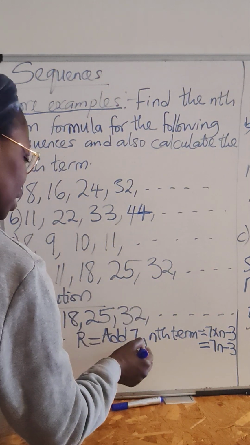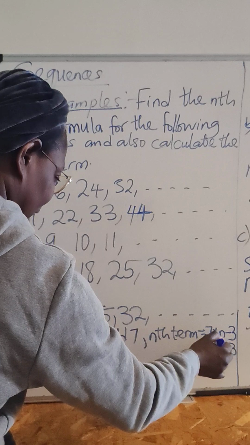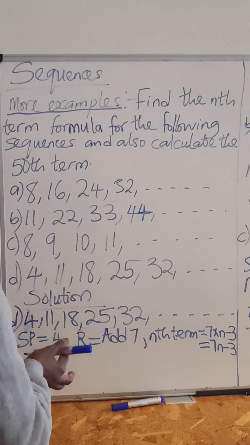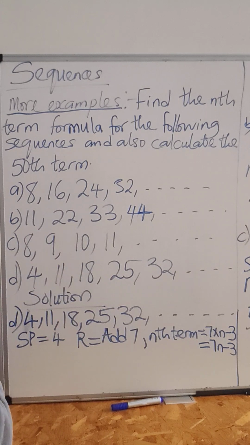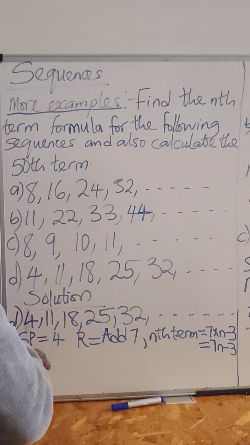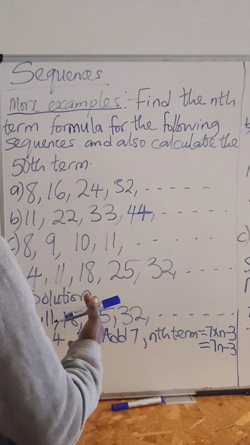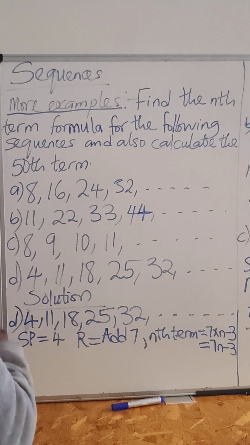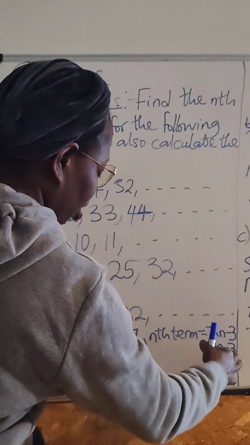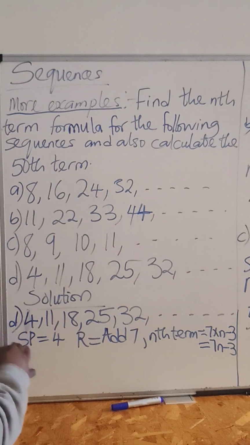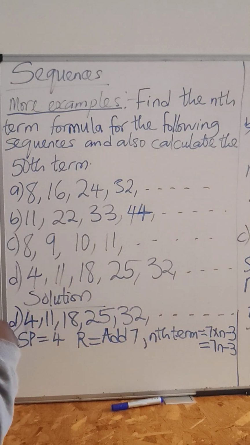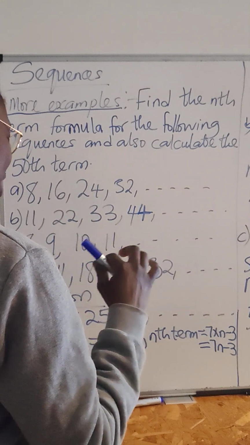Since the rule is 7, we have 7 multiplied by n. And looking at the rule and the starting point, they are not the same thing. The rule is greater than the starting point. So what can we do to the rule to get 4? In this case, we are not going to add. We're going to reduce the rule in order to meet up to the starting point. And so to reduce it, we're going to take away 3 from 7 in order to get 4. And that's why we have the nth term of the fourth sequence equal to 7n minus 3.